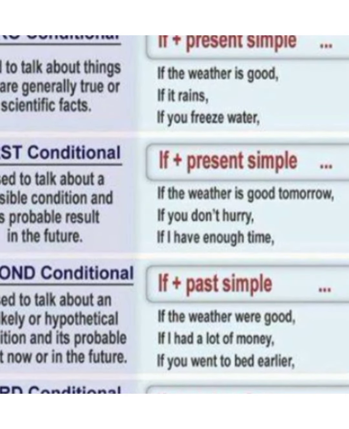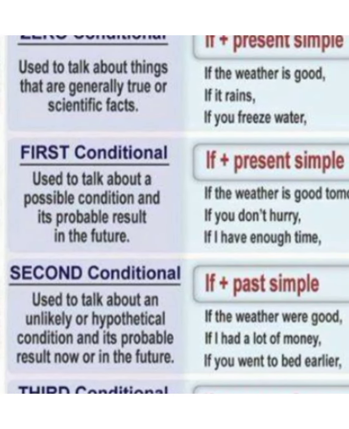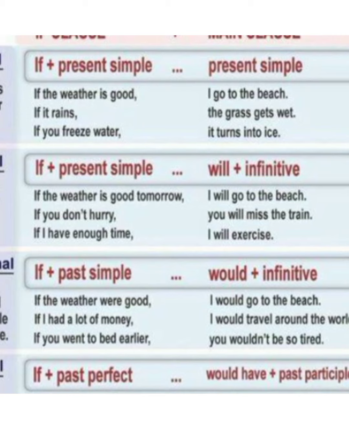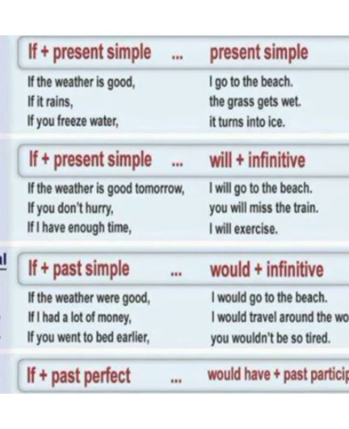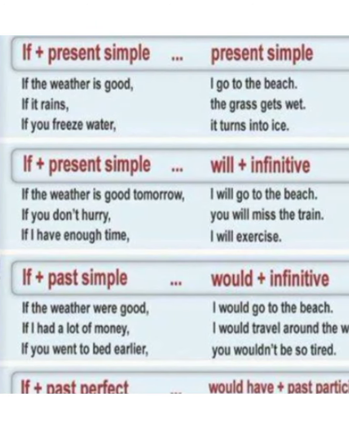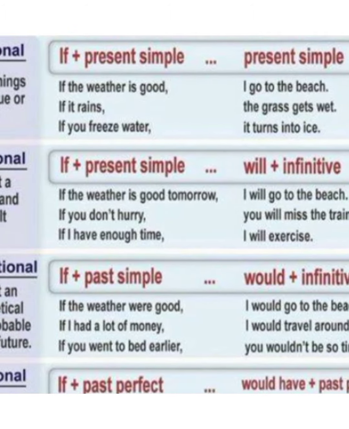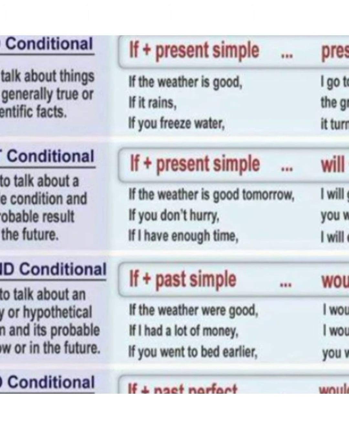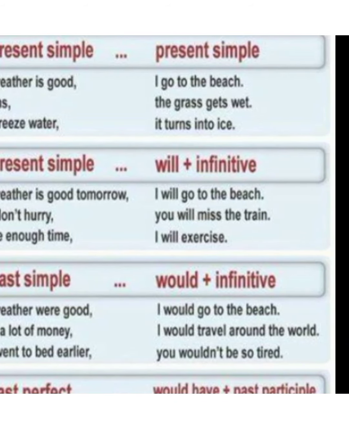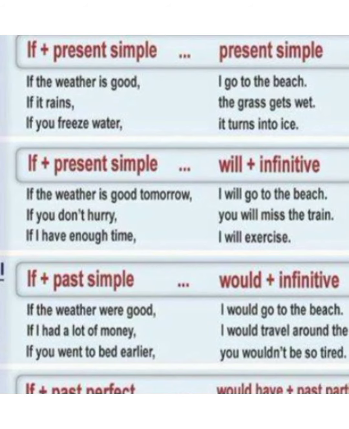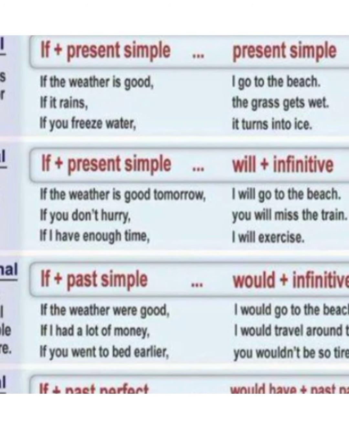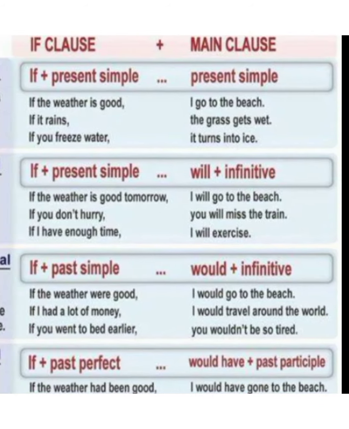Now coming to the second conditional, the if clause is in past tense and the main clause will have would plus infinitive. Like, if the weather were good, I would go to the beach. If I had a lot of money, I would travel around the world. And in third conditional, the if clause is in past perfect, and the main clause will have would have plus past participle. Like, if the weather had been good, I would have gone to the beach. If you hadn't eaten so much, you wouldn't have felt sick. So, like this, you have to use the conditionals.